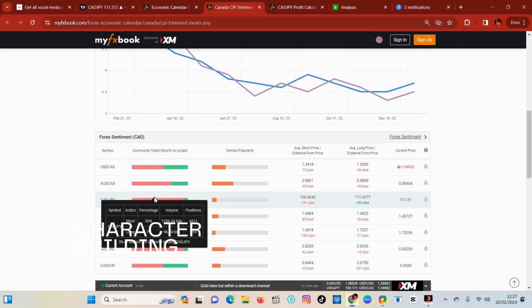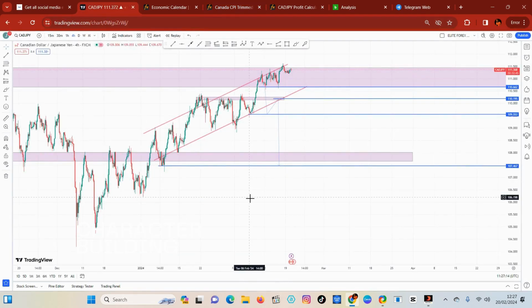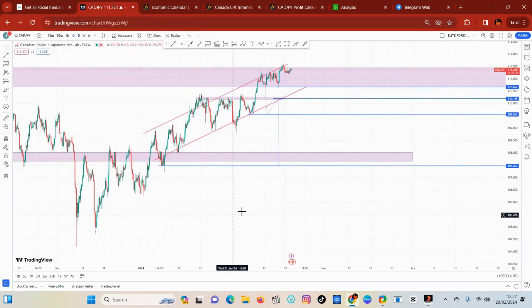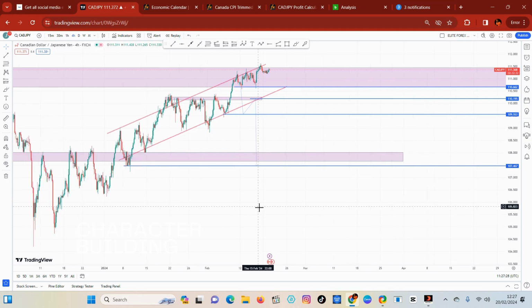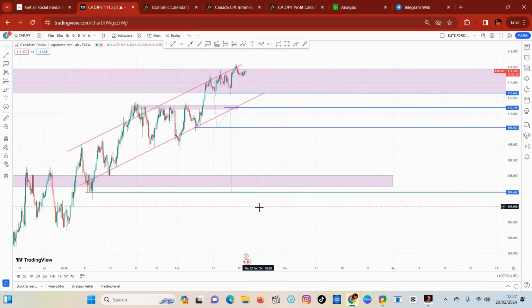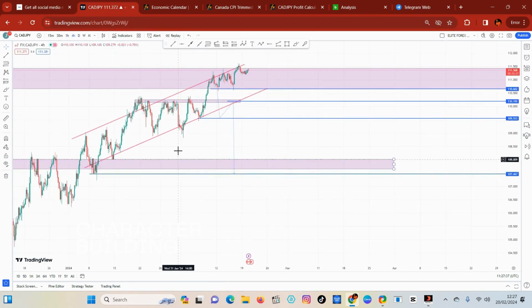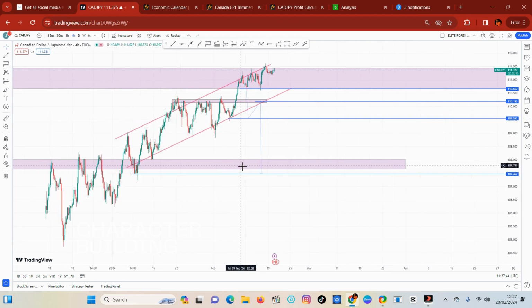For my technical analysis, I have my CAD/JPY. I have already run analysis on it before. I've taught you how to run analysis. If you cannot run analysis, check the video up here and you'll see how to run analysis on about any pair at all, even gold. I already predicted some days ago that this market will sell, but it hasn't started pulling down yet.